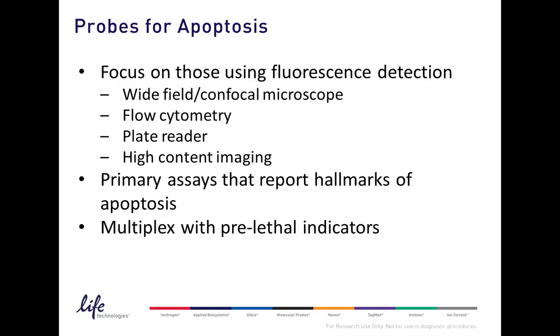We'll look again at the primary assays that report the hallmarks of apoptosis, ones that are applicable across a broad range of cell types. We'll also delve a little bit into how we can multiplex with pre-lethal indicators as well as stains for total viability. We'll have a separate section at the end where we look at a couple of pre-lethal indicators, and you'll see throughout the presentation we'll be using multiplex data with viability stains.